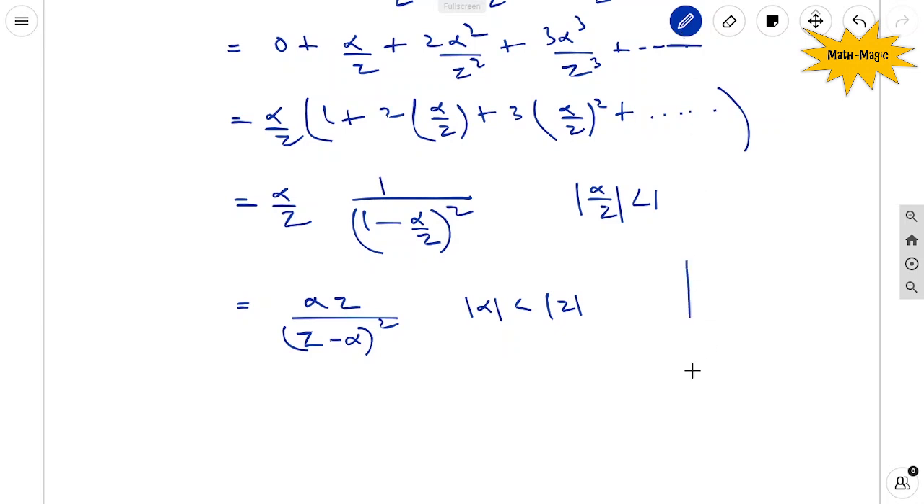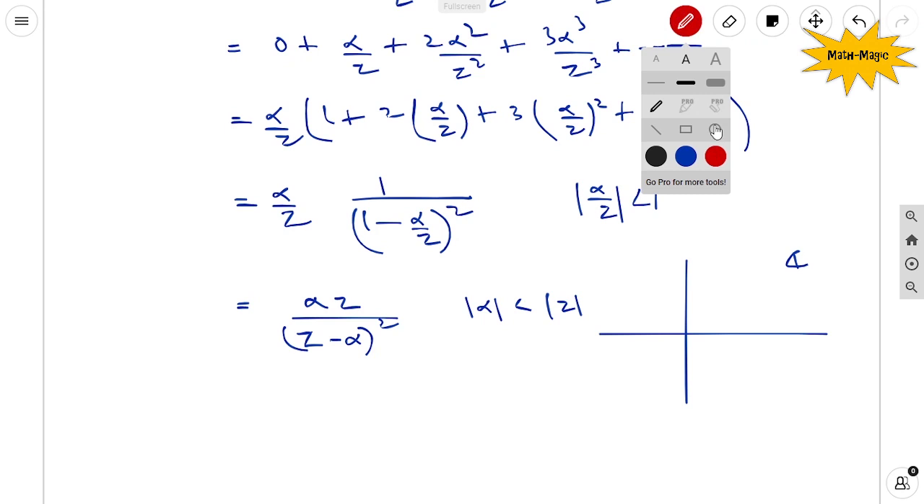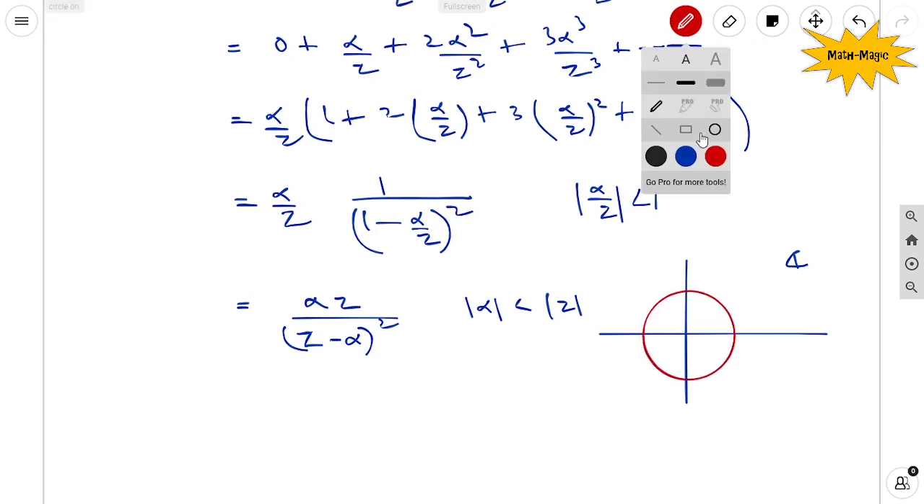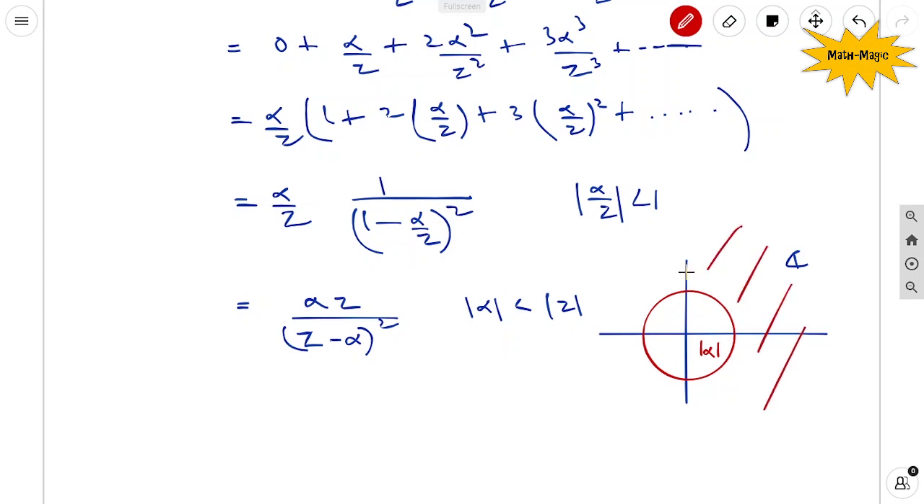So now in the complex plane, we want a circle of radius |alpha|, and |z| is greater than |alpha|, and there is no upper bound, so it's nothing but capital R is infinity. So for all these values of z, this infinite sum is finite, which means it is a well defined function. Okay.